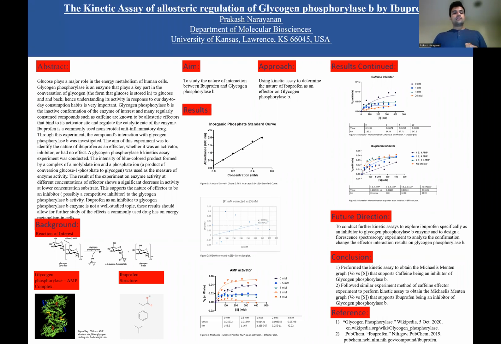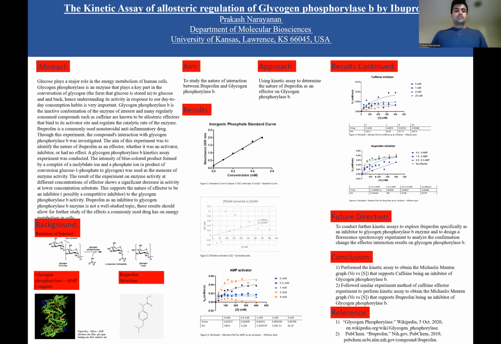We investigate AMP, which activates glycogen phosphorylase allosterically, and common chemicals such as caffeine and ibuprofen. Caffeine is a very prominent compound in coffee, and ibuprofen is a commonly used medicine.